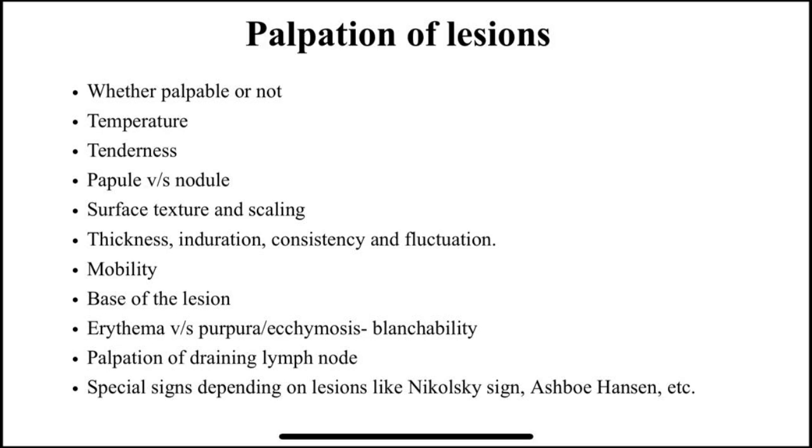Then in case of an ulcer, look for the base of the lesion. The base of an ulcer is always a palpatory finding. On inspection we can see the floor of the ulcer, but the base, that is the structure on which the ulcer lies, should be examined by palpation. Then when there is an erythema or purpura or ecchymosis, always look for blanchability, whether it is blanchable or not. Then for malignancy, it is very important to look for the draining lymph nodes.